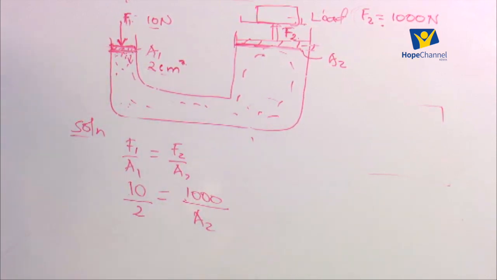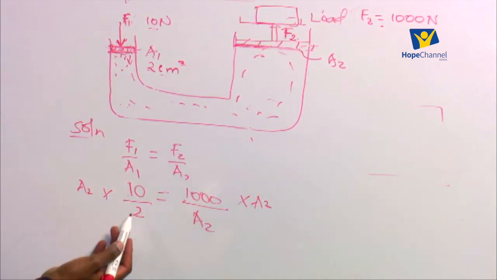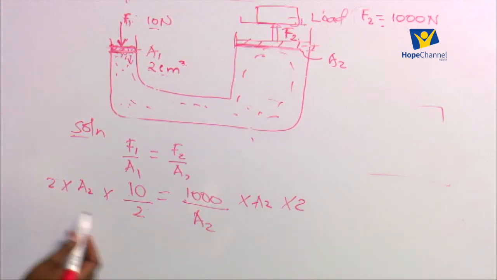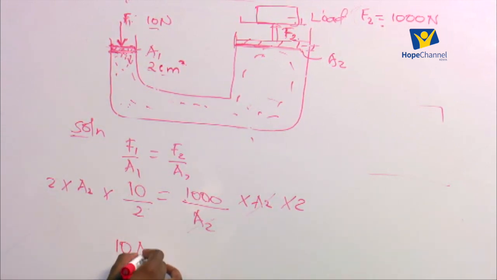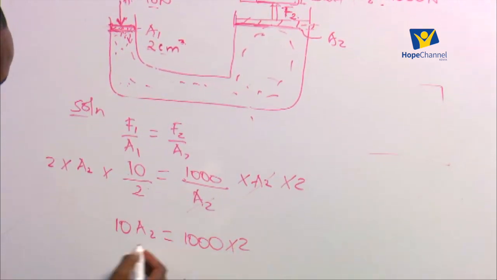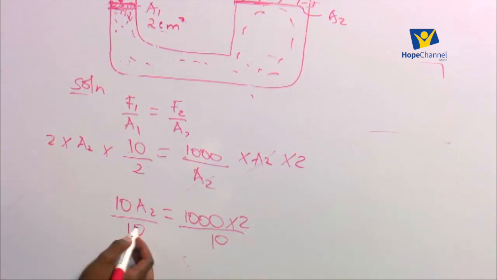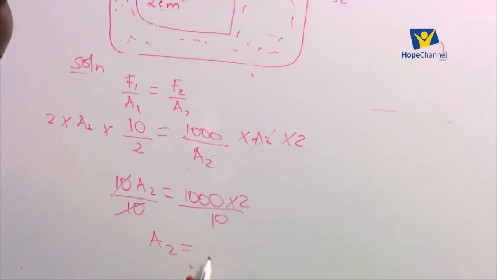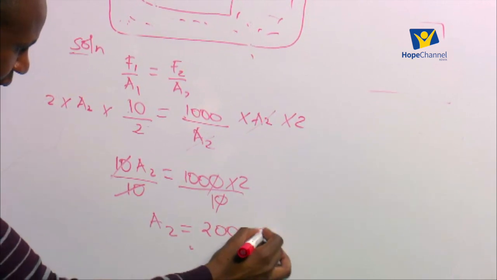So we want A2. This will be times A2 on the left hand side, then times 2, and then times 2 on the right hand side. This 2 cancels with that one, this A2 cancels with that one. So we have 10 A2 is equal to 1,000 times 2. We want to find the value of A2, so divide by 10. This 10 and that 10 go, so we have A2 is equal to 100 times 2. This gives us 200 square centimeters.